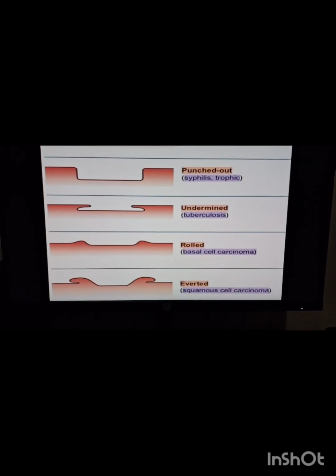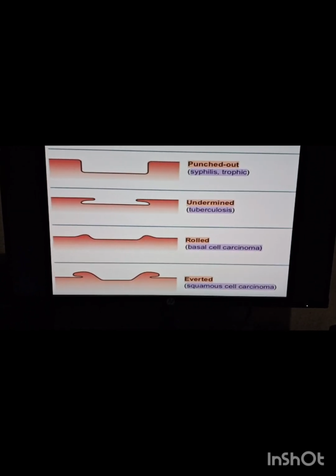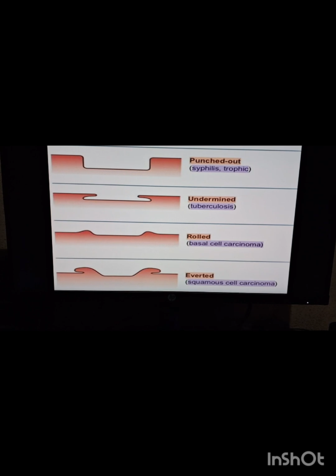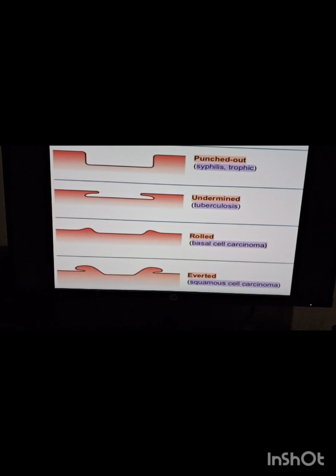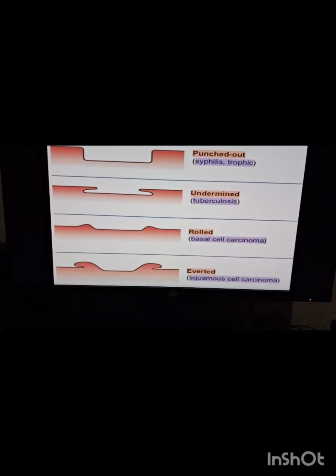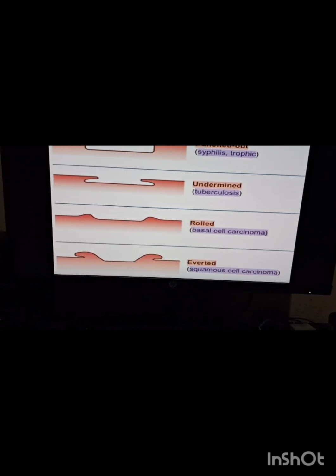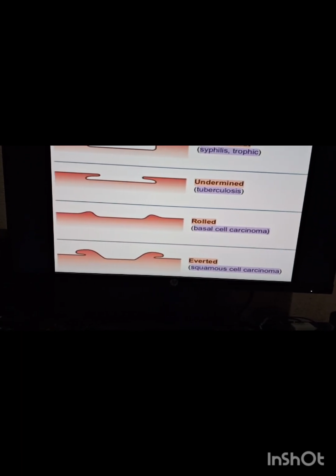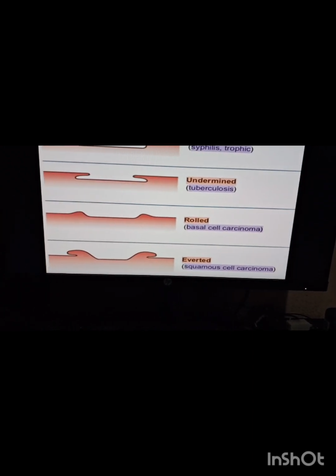Undermined edge ulcer seen in tuberculosis. The tissue destruction in the deeper plane is more, and the surface epithelium is growing inside. So the opening mouth is small, but the deeper tissue destruction is more. No one can estimate the tissue destruction just by seeing the opening of the mouth of an ulcer. Seen in tuberculosis.